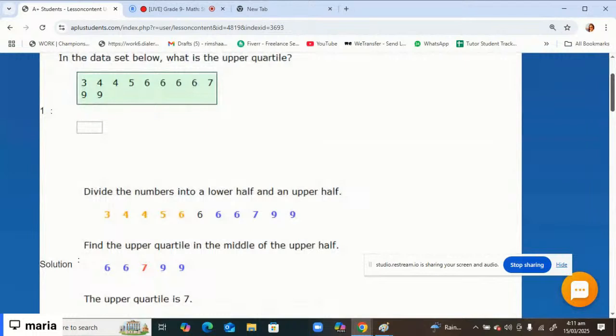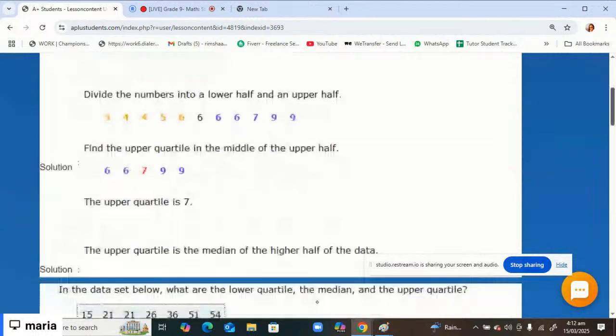Now what do we do for that? Divide the numbers into the lower half and the upper half. What is the lower half here? Look, we are just going to count it. 1, 2, 3, 4, 5 at the first, 1, 2, 3, 4, 5 at the last, and this 6 is in the middle. So what is the upper half? The last 5: 6, 6, 7, and double 9. And now what is the upper quartile? The one in the middle of it, that is 7.